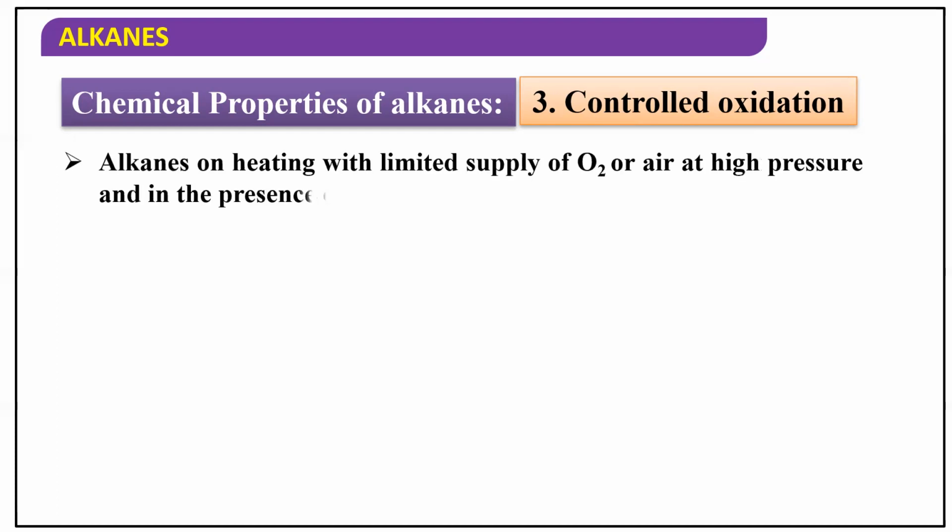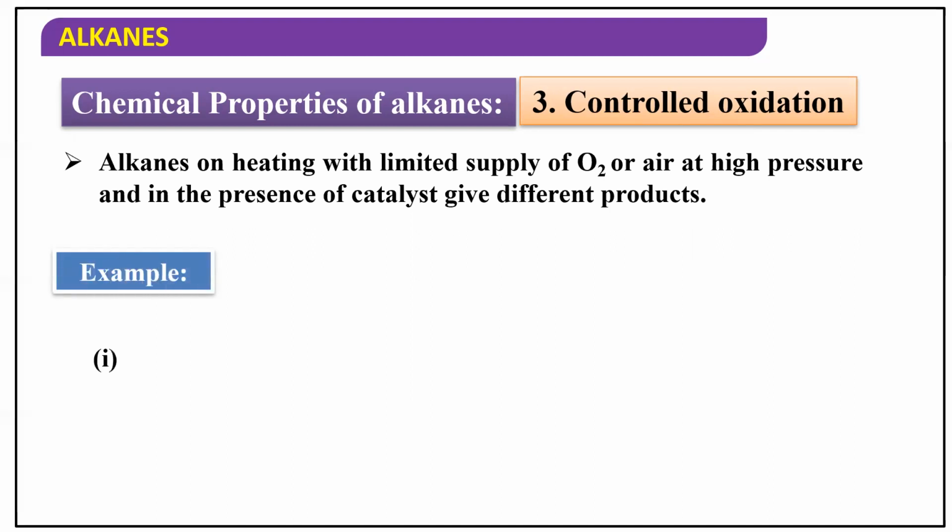Alkanes on heating with limited supply of oxygen or air at high pressure and in the presence of a catalyst give different products. So when you clearly see the statement here, which talks about controlled oxidation, you can see what are the factors that are controlling this oxidation. One, there is limited supply of oxygen. Two, high pressure. And three, presence of a catalyst. So pressure, catalyst, and limited supply of oxygen is what is used to control the products of oxidation.